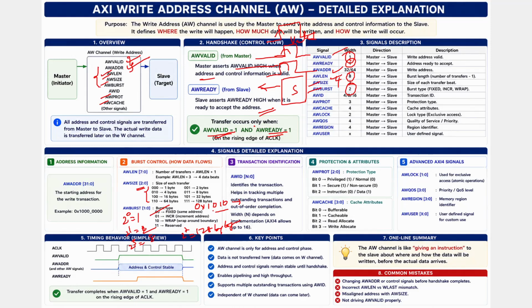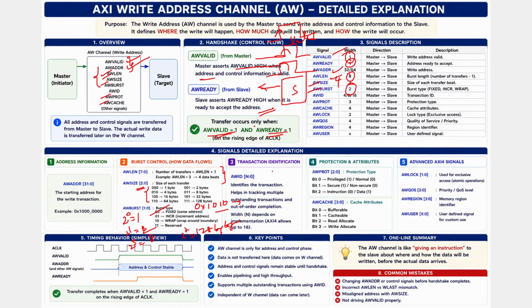How are we telling that? Based on the burst length. Burst length tells you AW length plus 1. Based on that burst length, we will know how many bits are transferred per transaction. For one transaction, how many bits you are transferring.